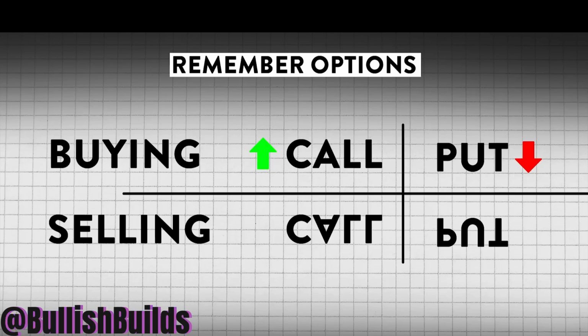When you're selling options, it's reversed. So I like to take the words and flip them upside down. Now the A is pointing downwards, so when we're selling a call, we want the price to go down. And when we're selling a put, the U is now pointing up, so we want the price to go up. Feel free to take a screenshot of this for remembering it.